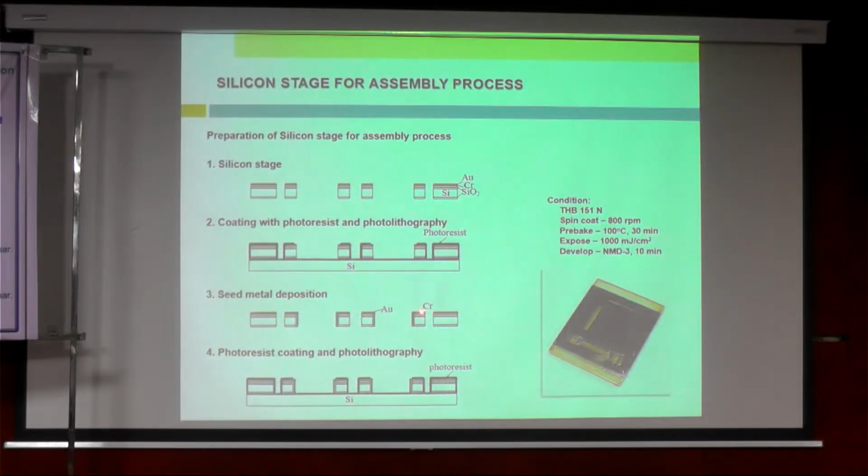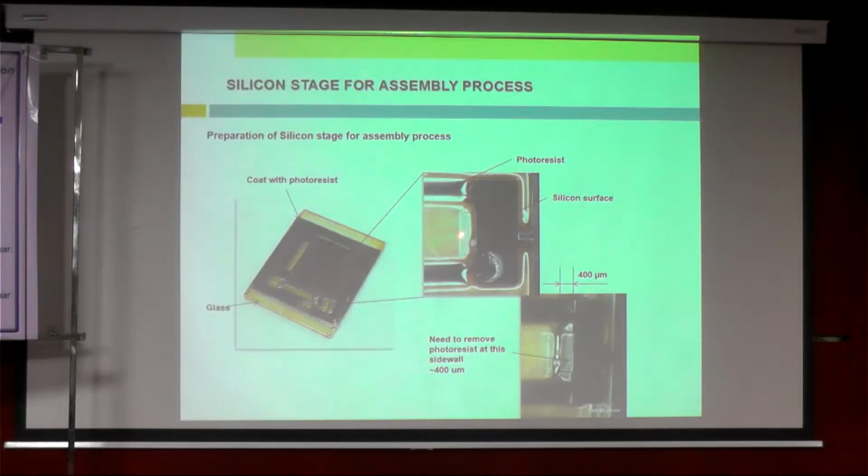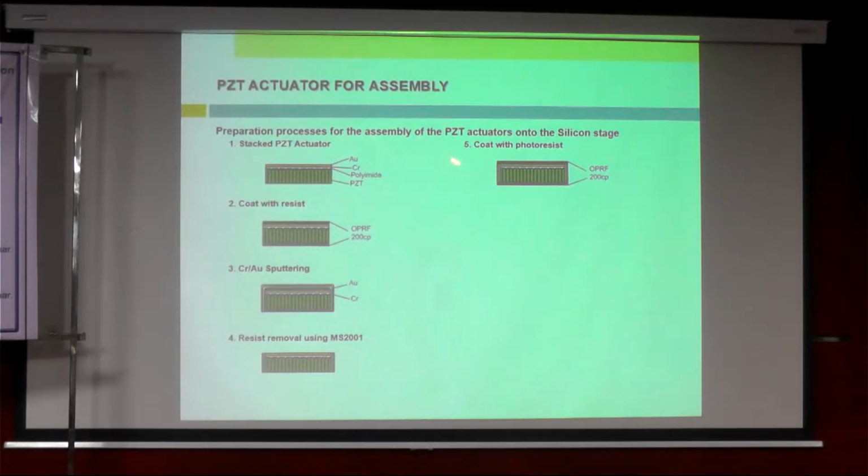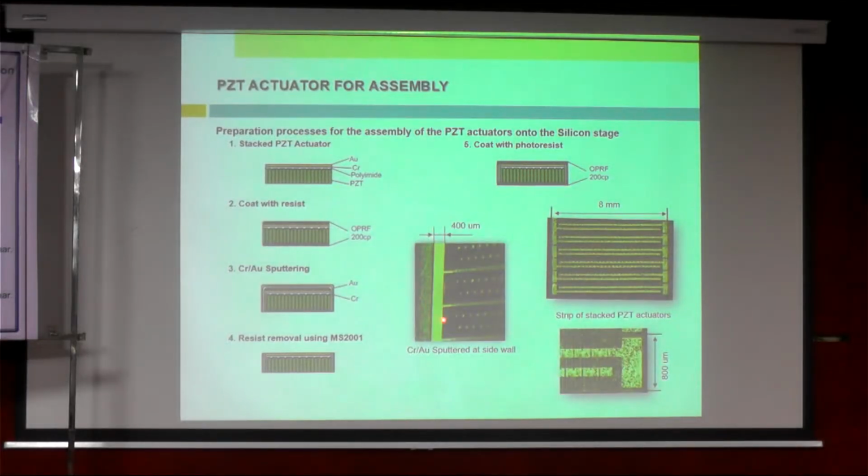So on top is the chrome, also wiring, electrical wiring for this device. Then this is the device. Then you need to remove the photoresist. Then you have gold deposited at the side of this. Okay, you have chrome gold deposited. Then for the actuator, you also need to deposit gold at the side as well. Then we can have this.